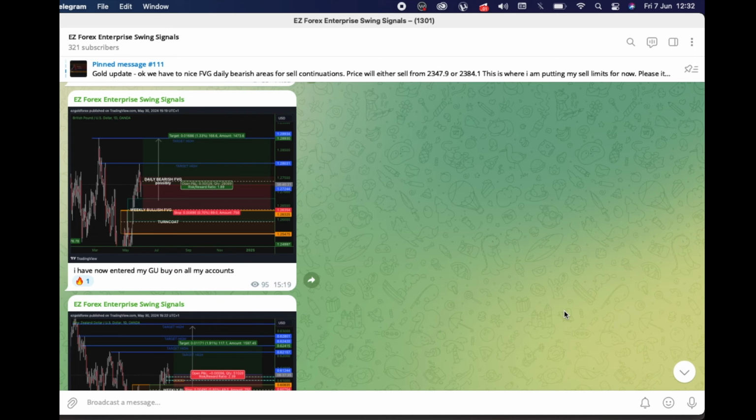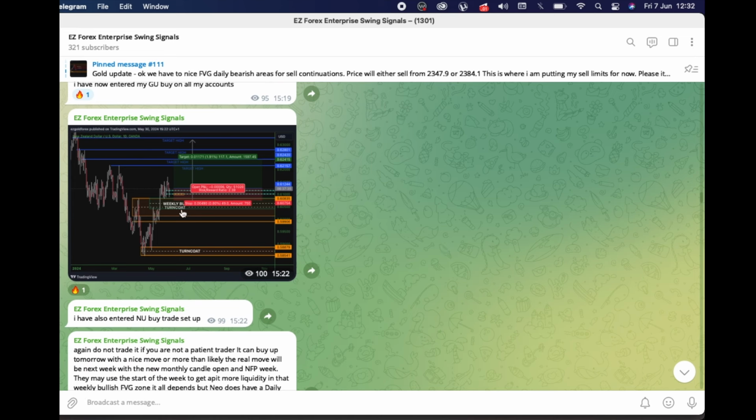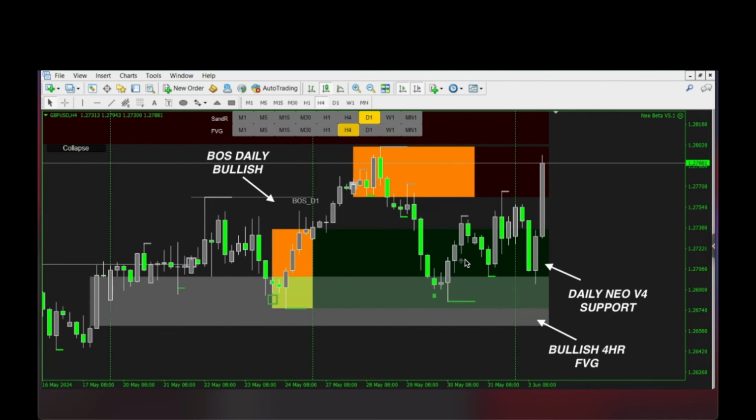And you can see here I said I have entered GU buy now, and this was the week before the buy did happen, so we was in the trade for about 4 days. And you can see here there's also NU that was the buy trade, and I said I've entered here as well. So we are going to go back into the charts and you're going to be able to see what I'm talking about.